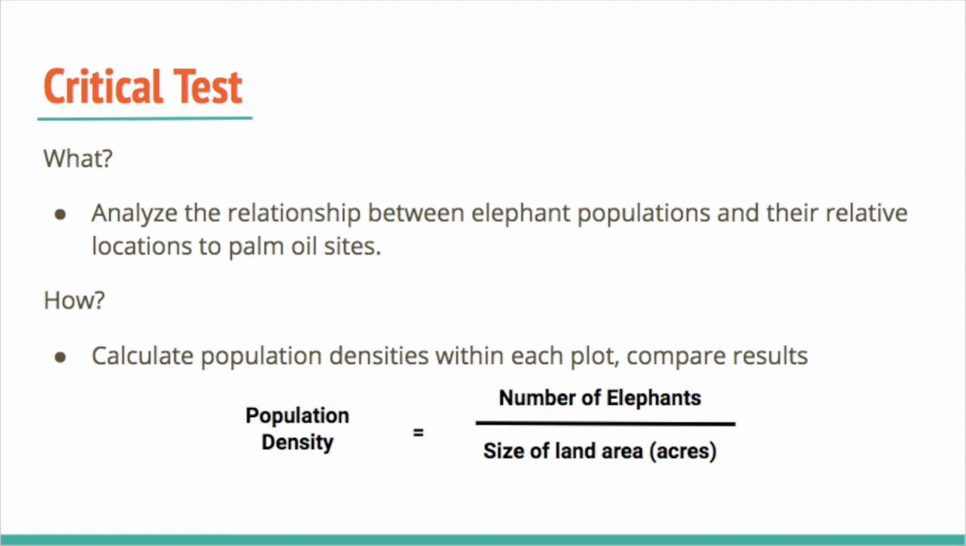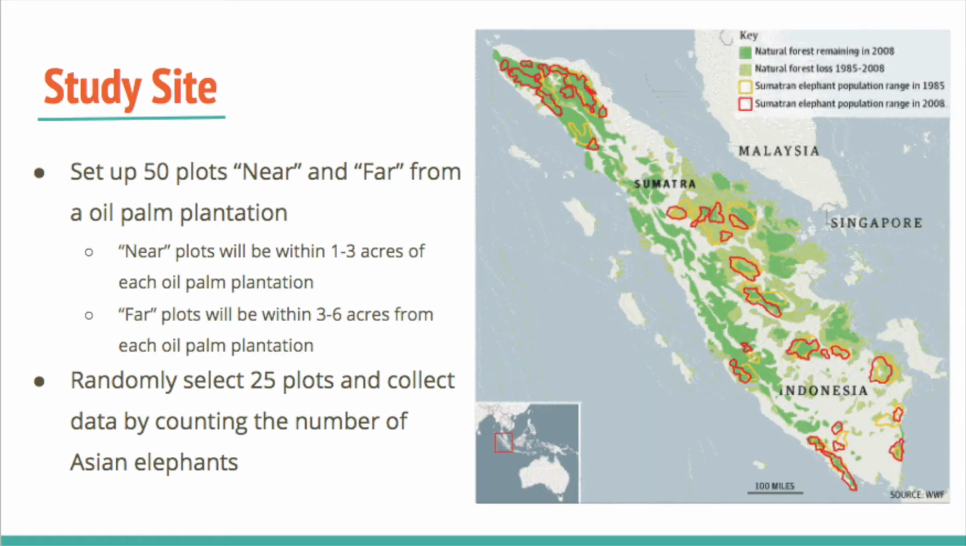To calculate population density, we're going to count the number of elephants around a site and then divide it by the size of the land area. In this case, we're going to be using acres. The study sites we'll be using will vary in size. First, we're going to set up 50 plots both near and far from a palm oil plantation. The near plots will be between 1 to 3 acres of each palm oil plantation, and the far plots will be between 3 to 6 acres from each palm oil plantation, so a little bit more range. Then, we're going to randomly select 25 plots and collect data by counting the number of Asian elephants, like we talked about when we discussed our population density equation in the previous slide.